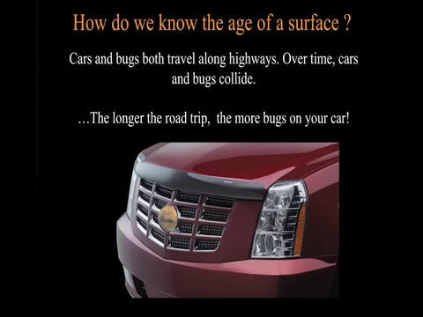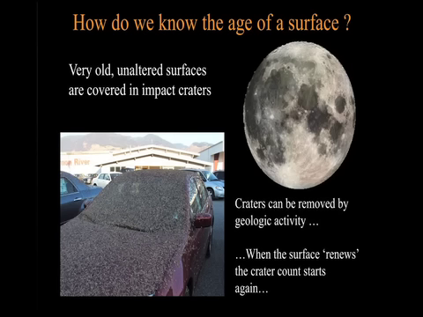One way of looking at this is the same way as your nice, clean car at the beginning of a road trip is the pristine surface of the planet. It hasn't been hit by anything yet. All of those bugs that you get on the way to Phoenix, it hasn't been hit by those yet. But if you go on a long enough road trip, over time you accumulate more and more bugs on your windshield. And so the longer the road trip, the more bugs on your car.